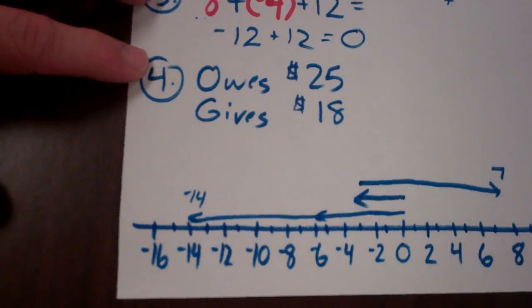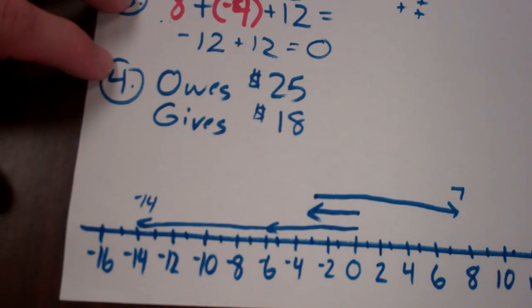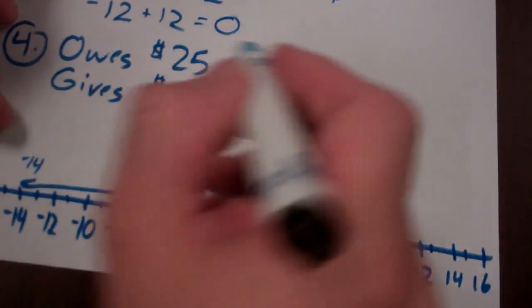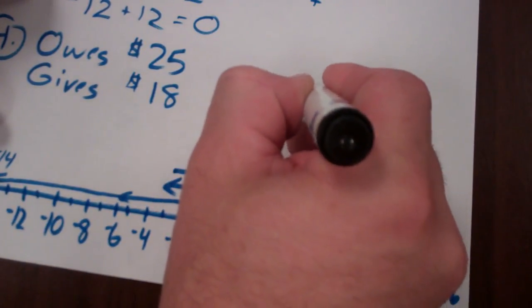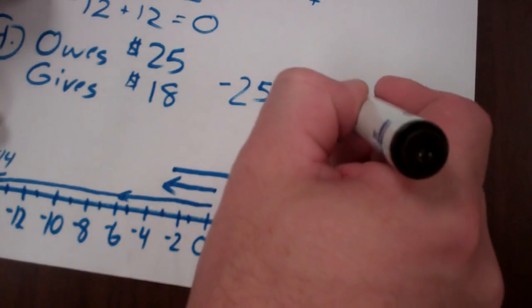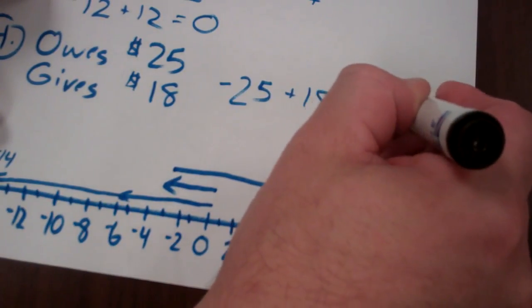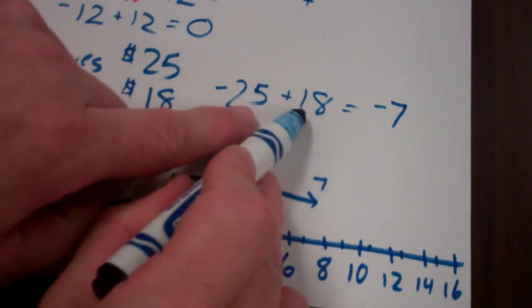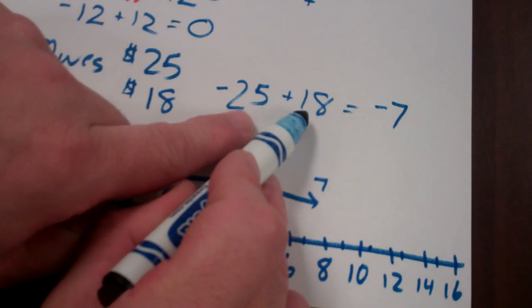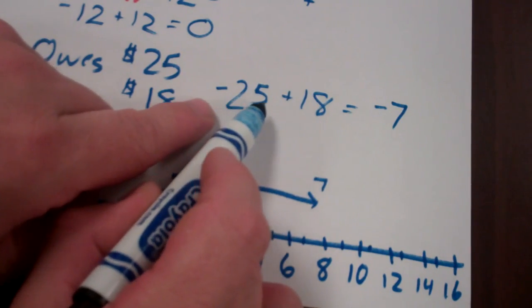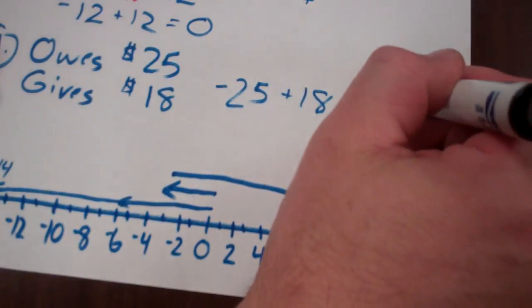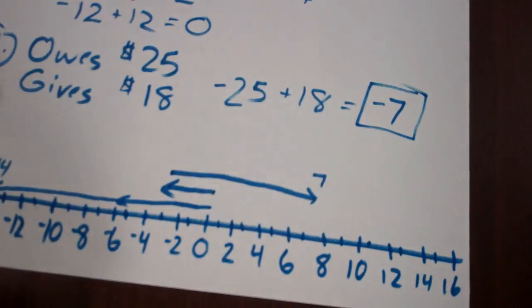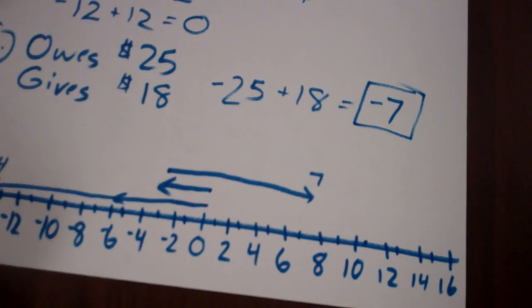Number 4, I want you to write a problem for somebody that owes $25 and gives $18. Well, owes is a negative $25. You give $18, so you still owe $7. How did I do that? I noticed they had different signs, so I subtracted, got 7, and then there were more negatives, sign of the larger absolute value, so my answer is negative 7. I still owe negative 7, or I still owe $7.